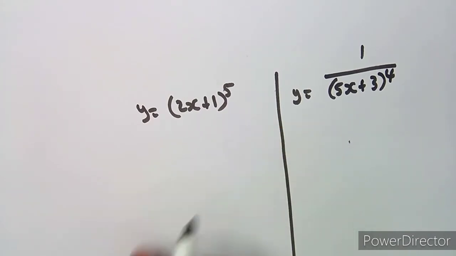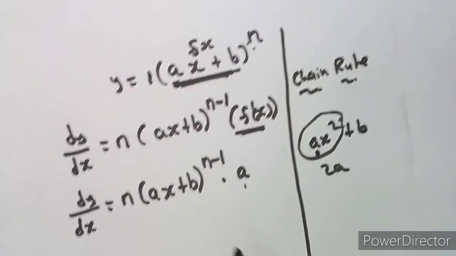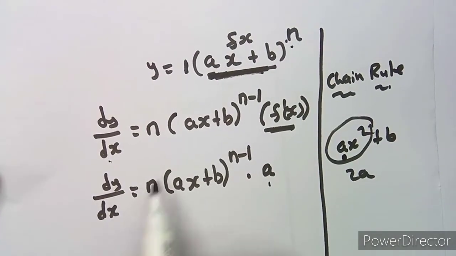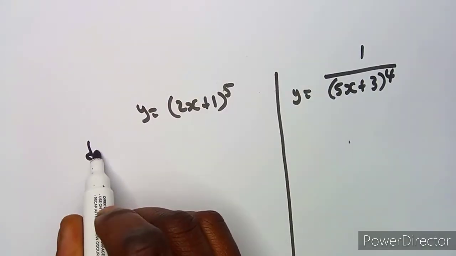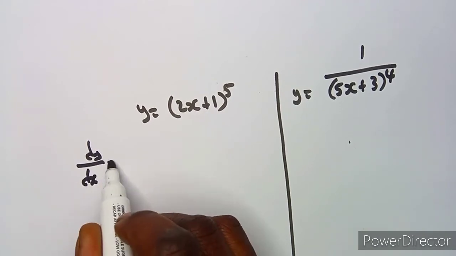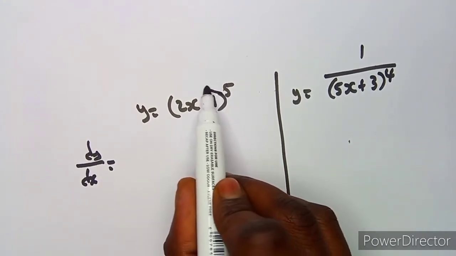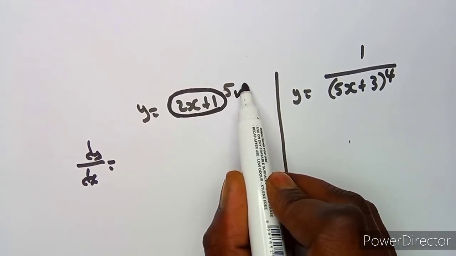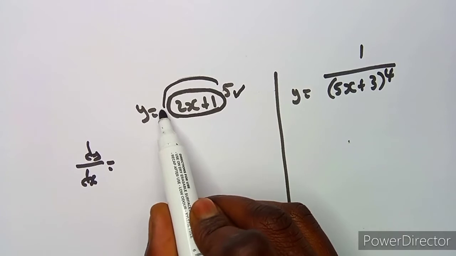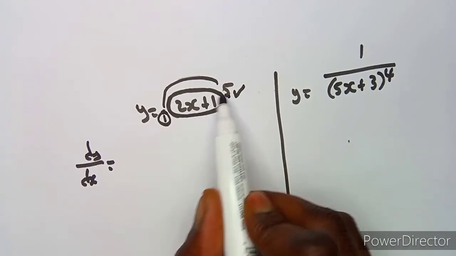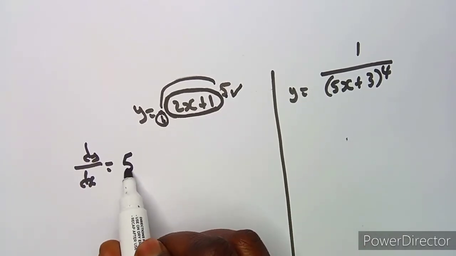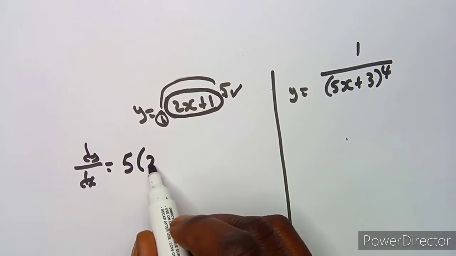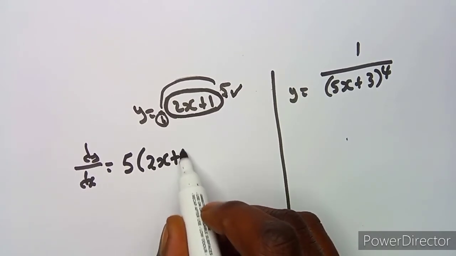So okay, let me start with this one. From this formula, you saw that to find dy/dx, which is the derivative here, we are going to drop the exponent, that is the derivative of the bracket, the bracket just focusing on the exponent. So you drop the exponent here, there is a 1 here, so it's 5 times 1, which is 5. The bracket remains as it is, 2x plus 1.